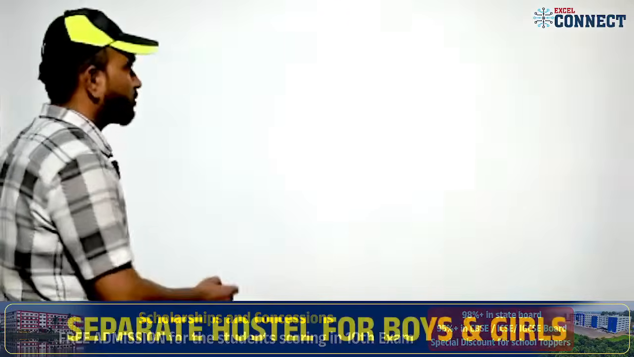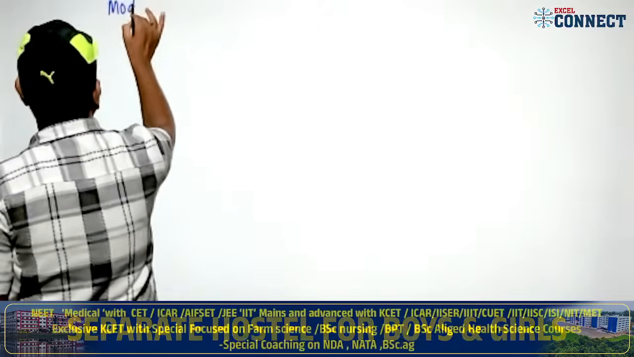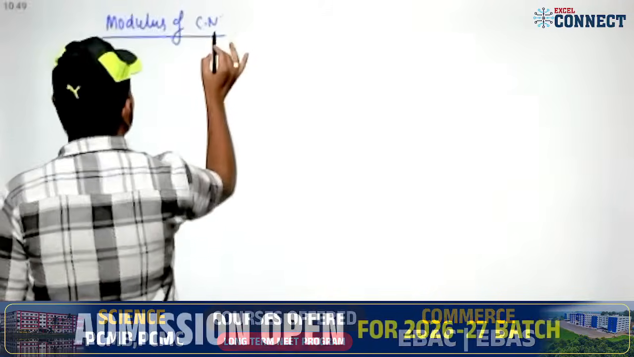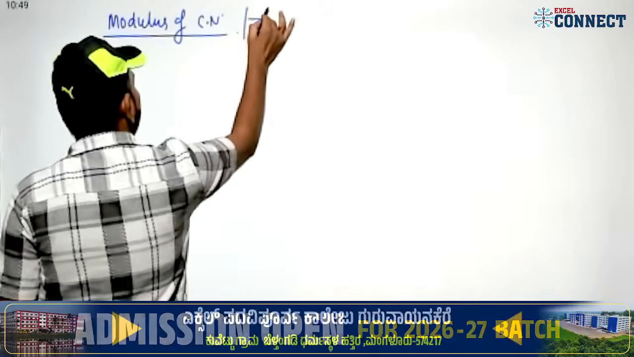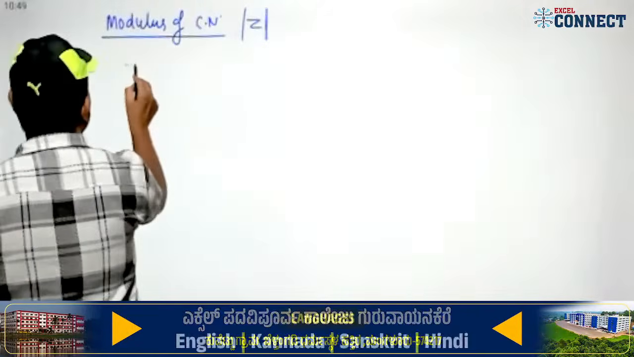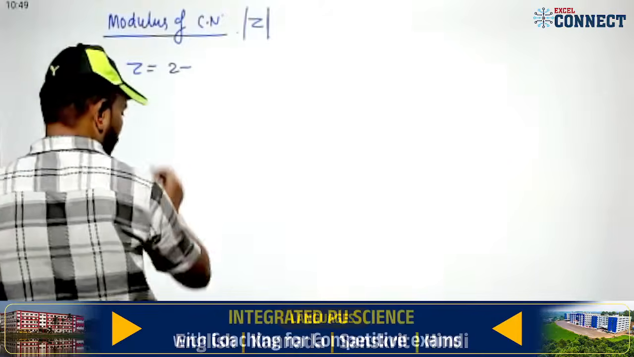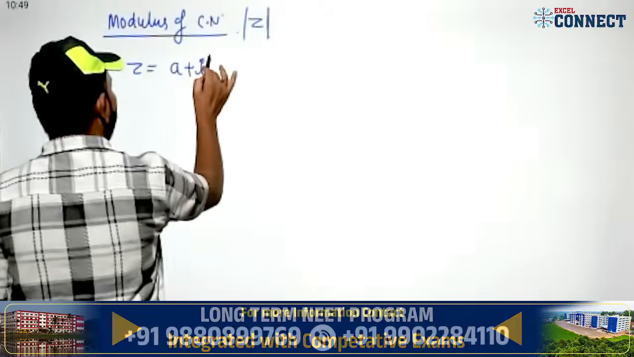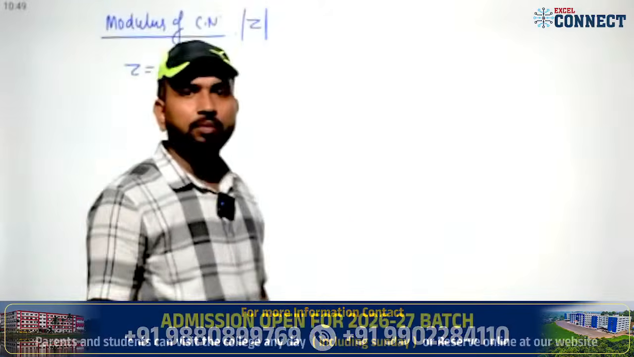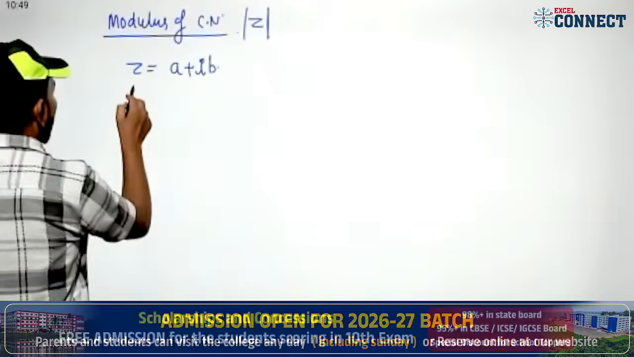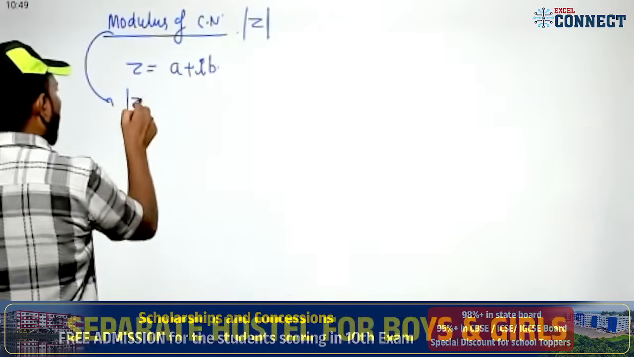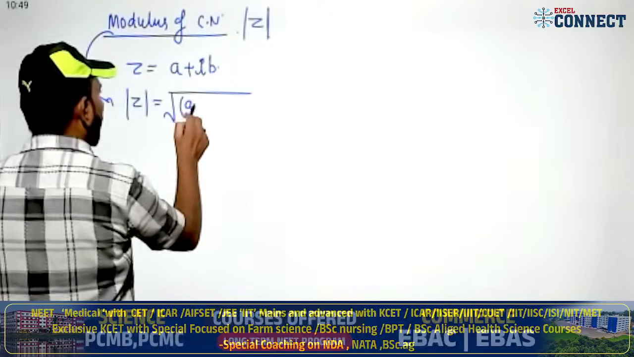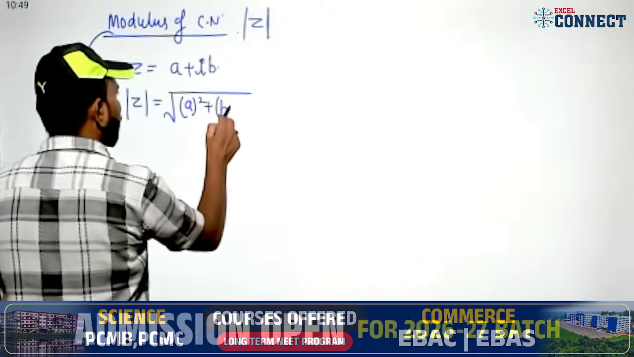Next is the modulus of a complex number. The modulus of a complex number is denoted by Z, and the modulus symbol is this. First I am writing the A plus B form: Z is equal to A plus iota B. Then the modulus of this complex number, Z modulus, is equal to the under root of the real portion square plus the imaginary portion square.